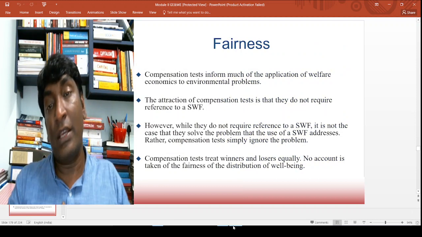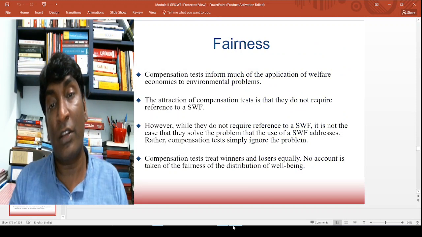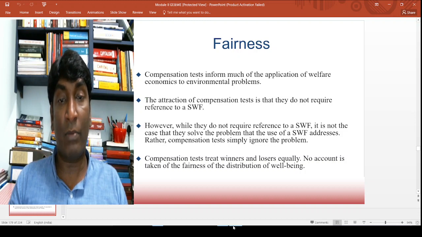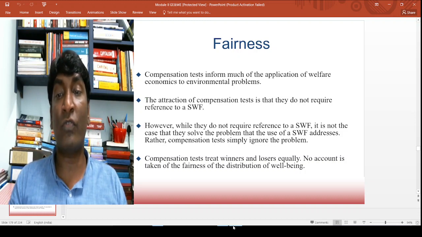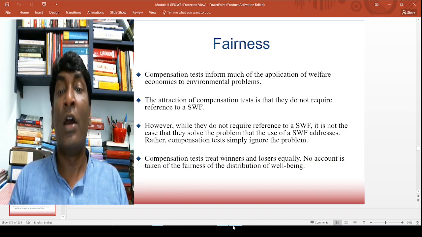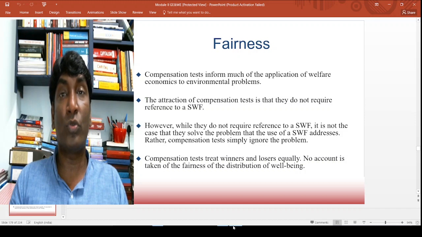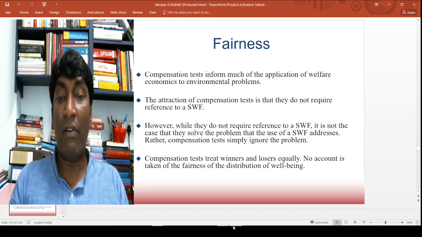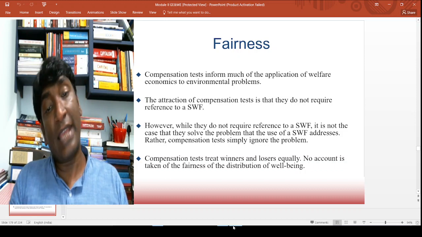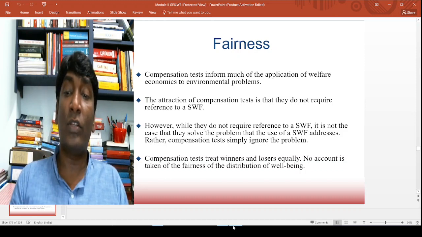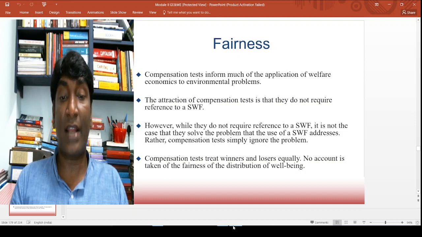Now this basically poses a kind of problem which is called the fairness problem. That is, compensation tests inform much of the application of welfare economics to environmental problems. The attraction of compensation tests is that they do not require reference to a social welfare function. However, while they do not require reference to a social welfare function, it is not the case that they solve the problem that the use of a social welfare function addresses. Rather, compensation tests simply ignore the problem.